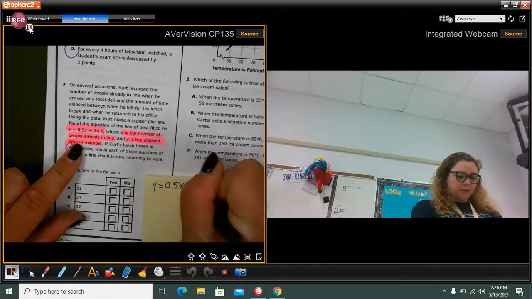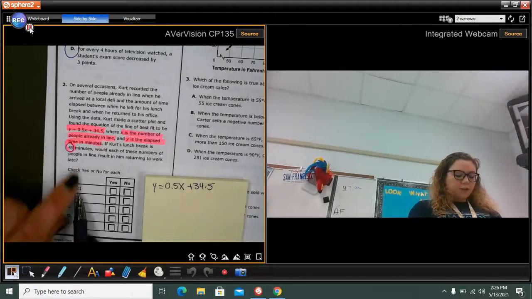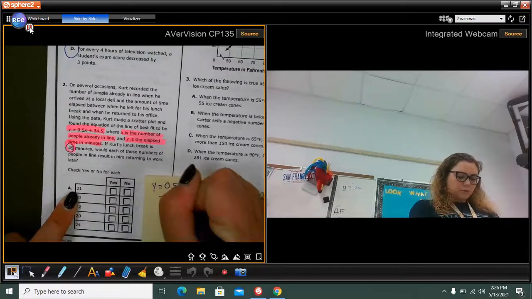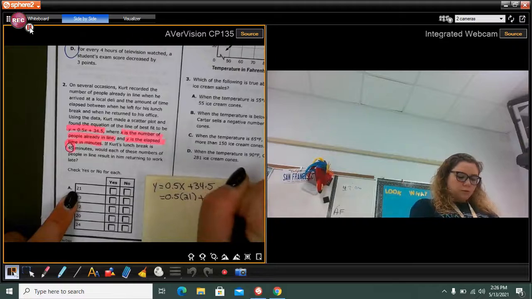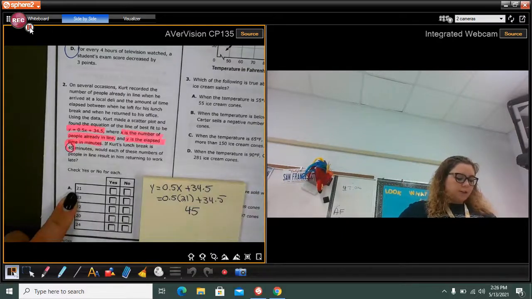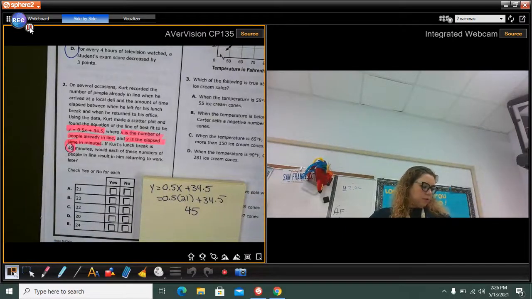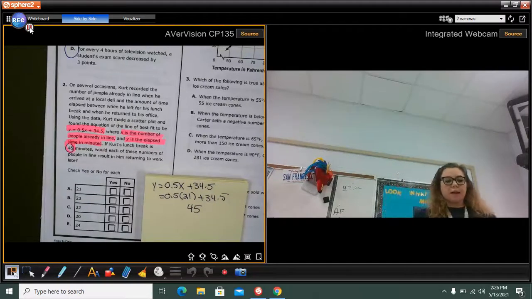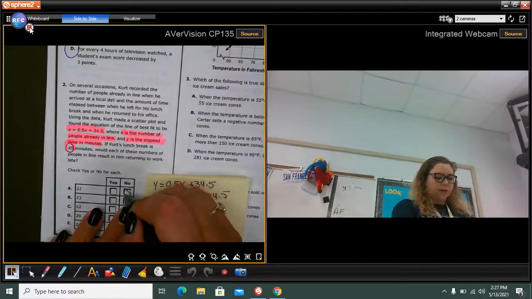0.5x plus 34.5. So the first one is 21 people in line, so I'm going to plug 21 in for x. If I put that into the calculator, I'm going to get 45. So it will take 45 minutes. If he only has 45 minutes and he returns in 45 minutes, is that going to give us enough time to get back to work? Is it going to make him late? No, and he's going to have enough time.